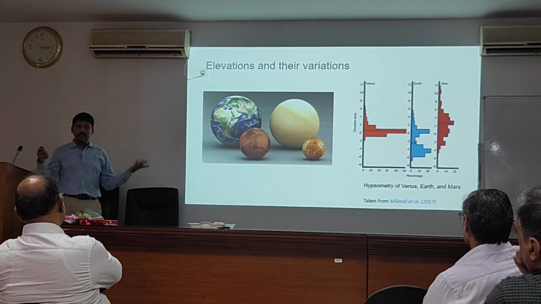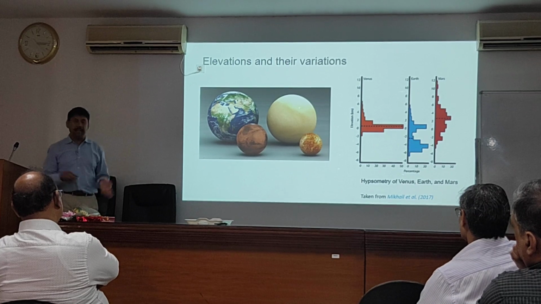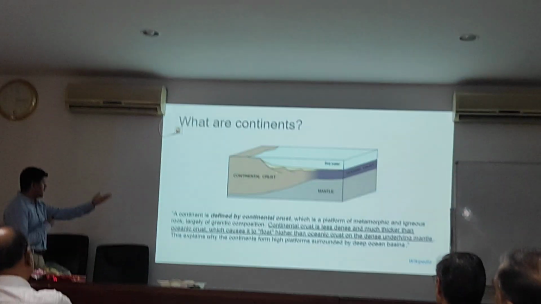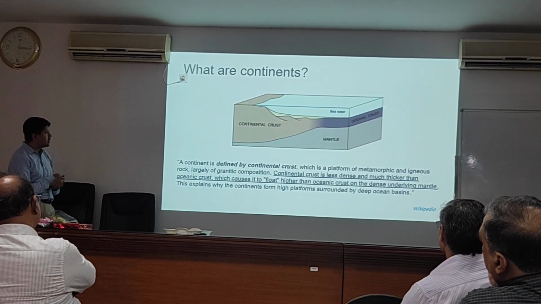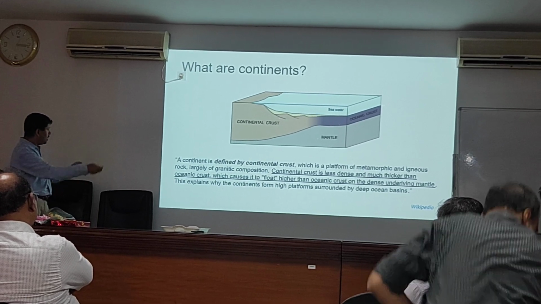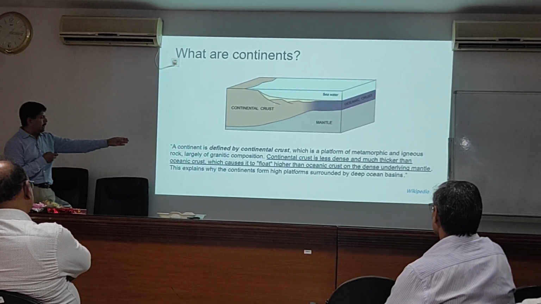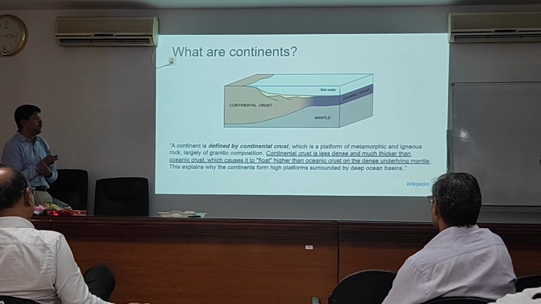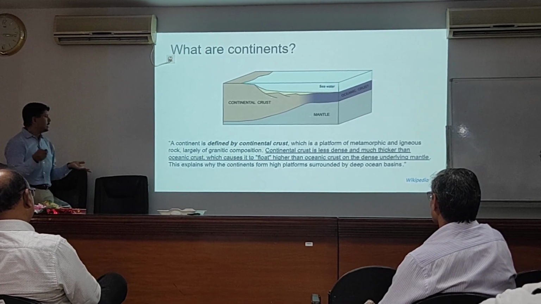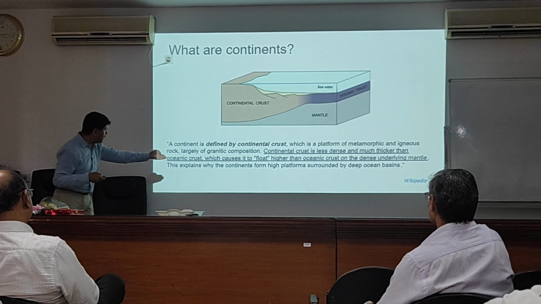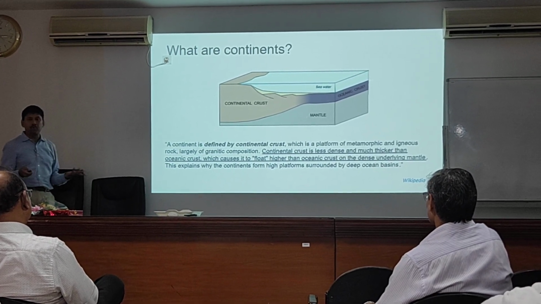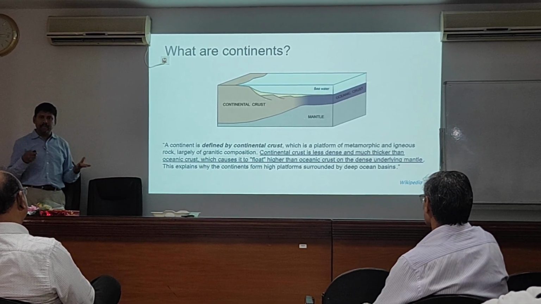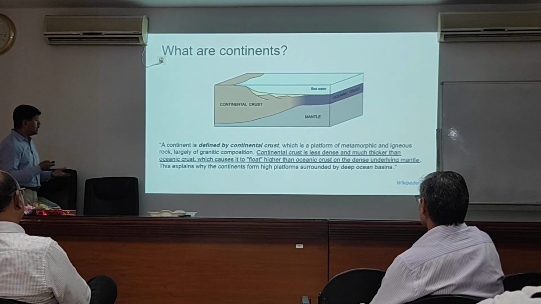So the first thing I did, being lazy rather than reading up, was just Google it: what is a continent? A Wikipedia page comes up telling me what continents are. As you can read, a continent is defined by continental crust, which is a platform of metamorphic and igneous rocks, largely of granitic composition, and continental crust is less dense and much thicker than oceanic crust, which causes it to float higher than the oceanic crust on the dense underlying mantle. It goes on to say this explains why the continents form high platforms surrounded by deep oceans. I'm like, okay, that's correct. But is that the only thing that makes continents special, or the elevation of the continents?